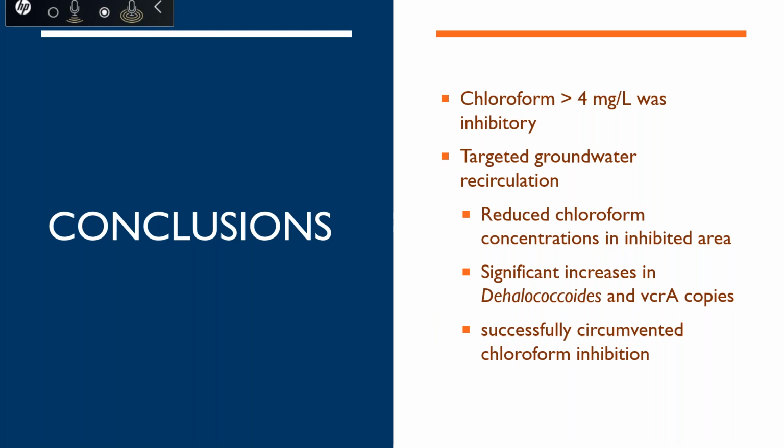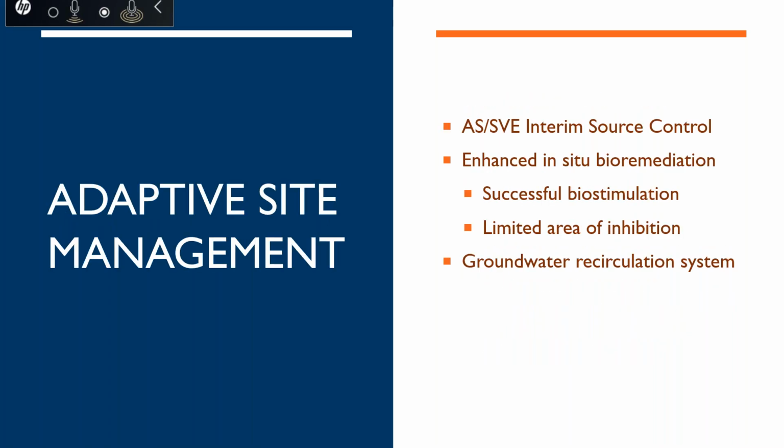We also found that the targeted groundwater circulation system was able to help us eliminate that chloroform inhibition and overcome that issue. And overall, I was really impressed with this case study because I think it was a good example of how site managers can use aggressive and adaptive site management.